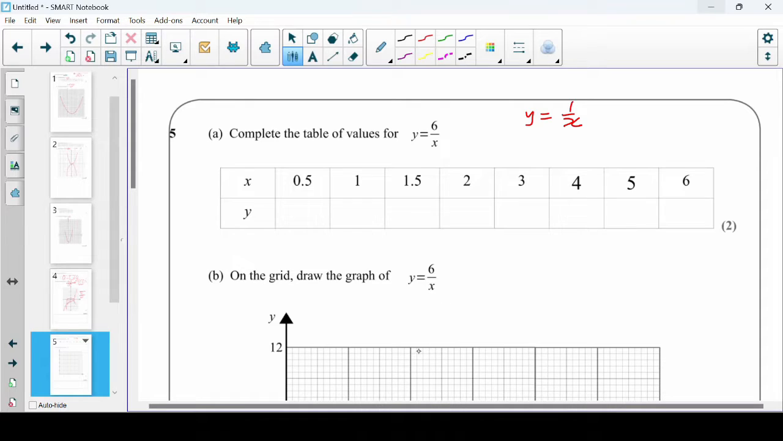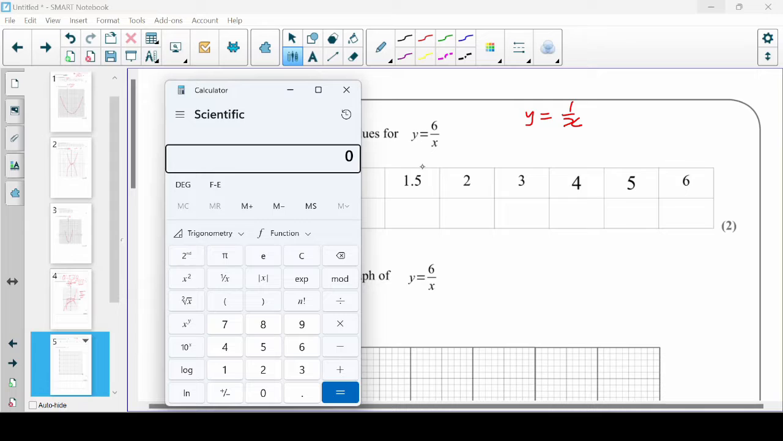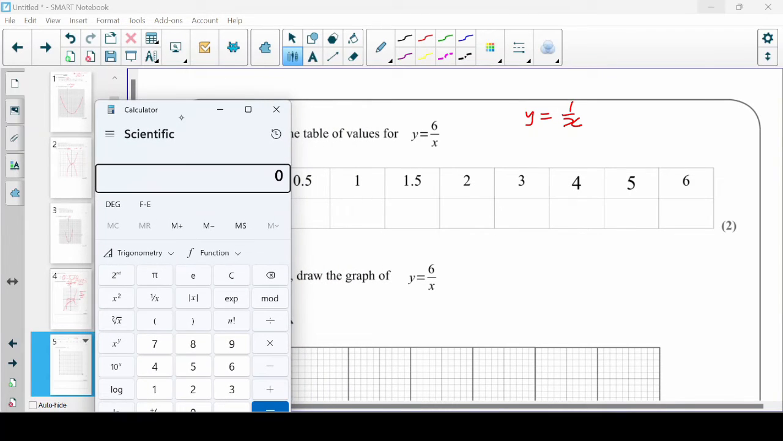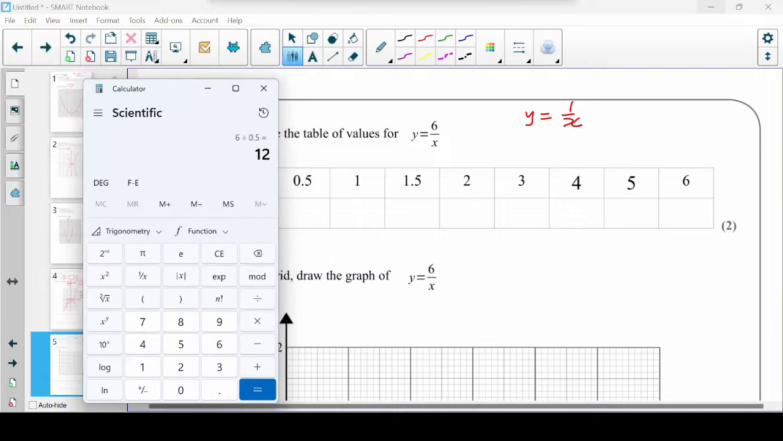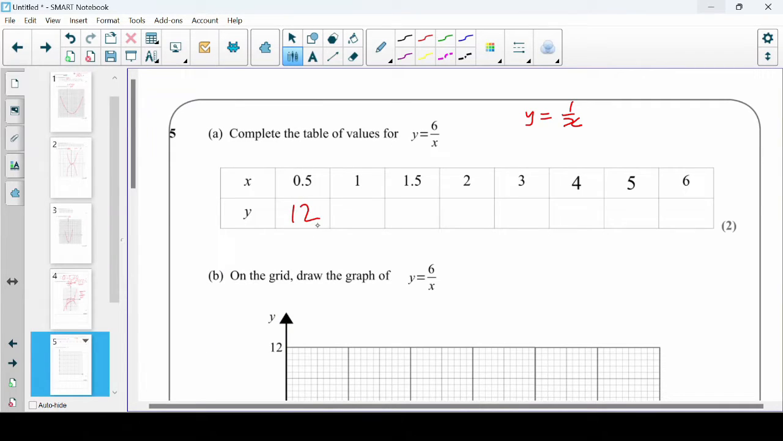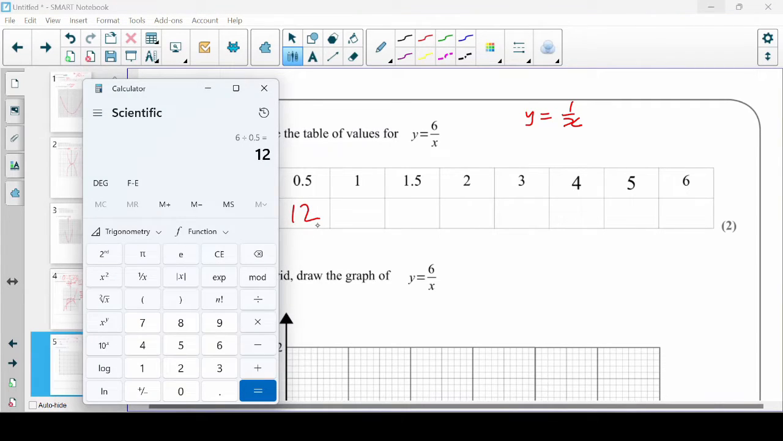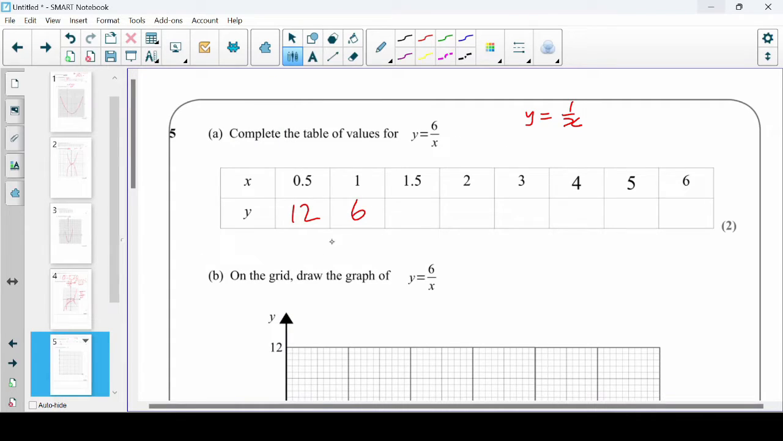So we have to use a calculator here. So the first value is 0.5. So what we do is y is equal to, we place in place of this x, 0.5. So 6 divided by 0.5, this gives us 12. So our first value is 12, and the second value, if we divide 6 by 1, it will definitely give us 6.